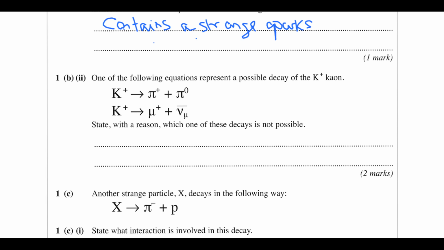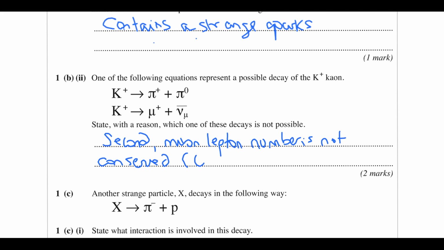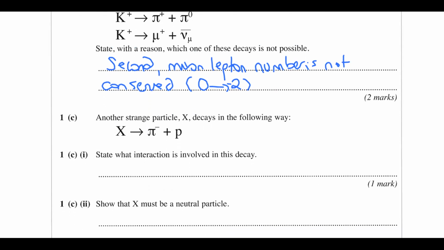So the second one is not possible. Muon lepton number is not conserved, and what's happening is it's going from nothing to -2, because we've got two anti-leptons. Okay, so let's move on to the next one.